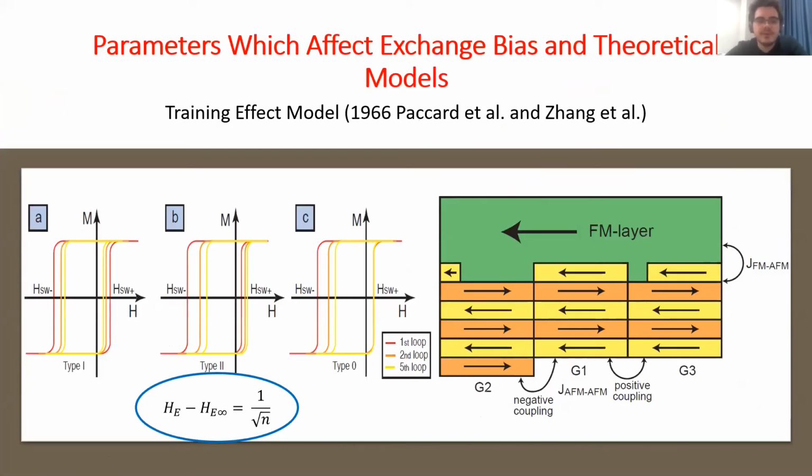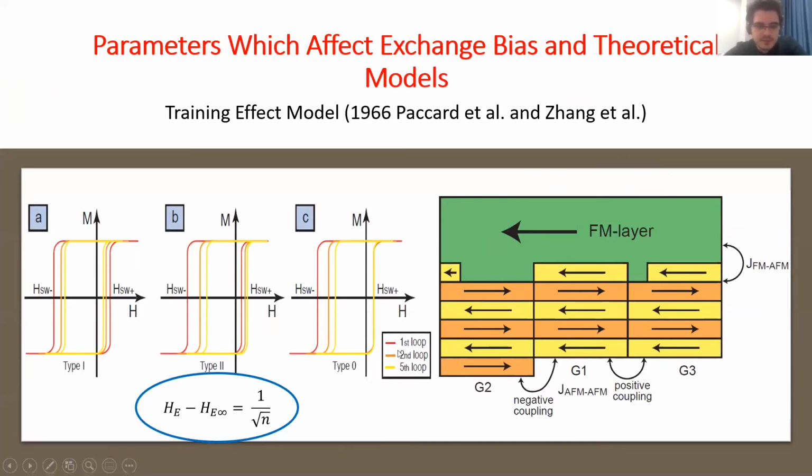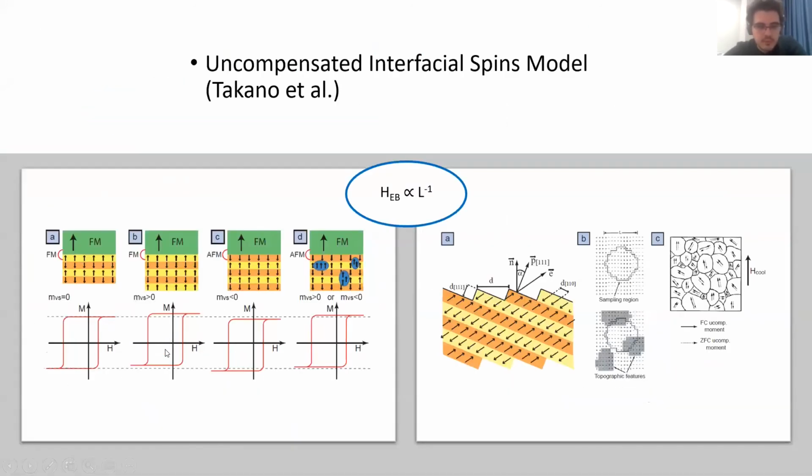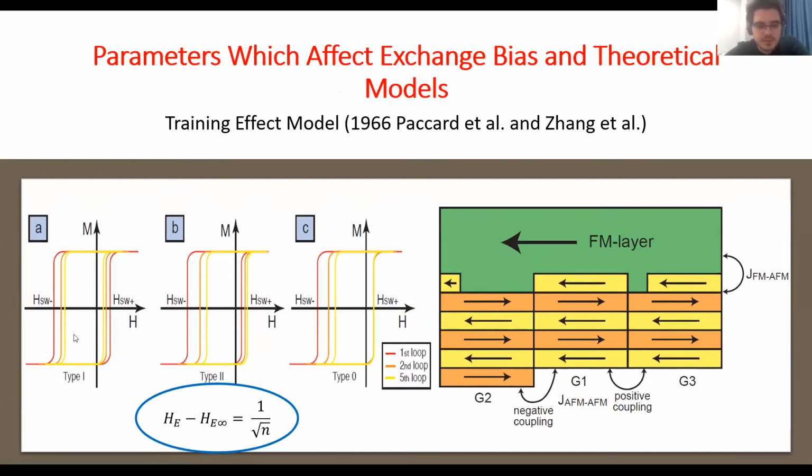For parameters which affect exchange bias and theoretical models which explain them. The training effect is a highly reported case. As you can see on the left, we have three types of training effects: type 1, type 2, and type 0. Type 0 is something like the middle of type 1 and type 2.